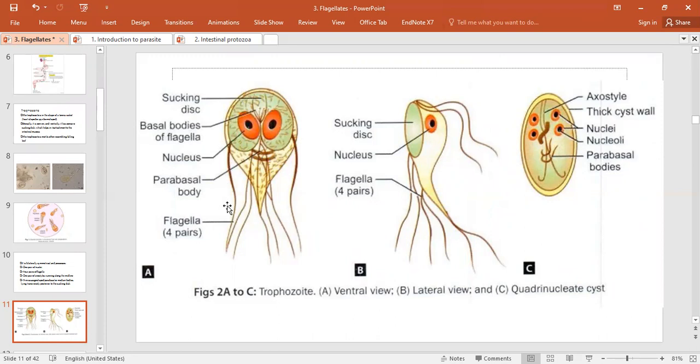It has 4 pairs of flagella. There's a pair, a second pair, a third pair, and a fourth pair. It also has an exostyle in the middle of it that divides it into 2. It looks like 2 pieces, it's like bifurcate.